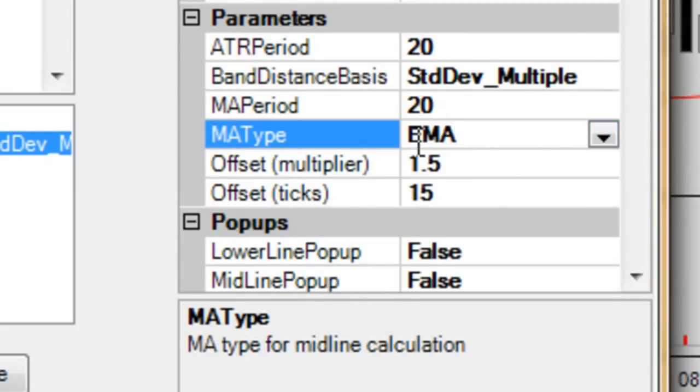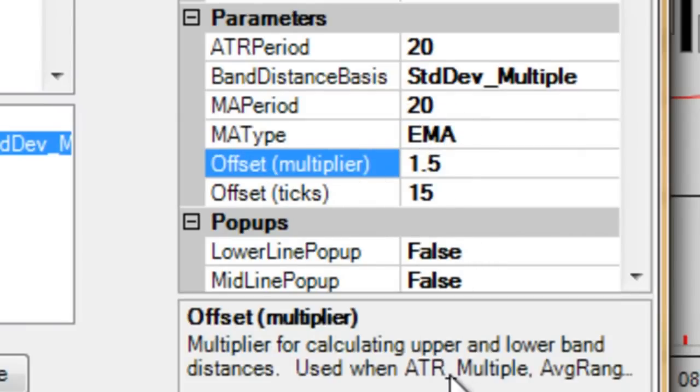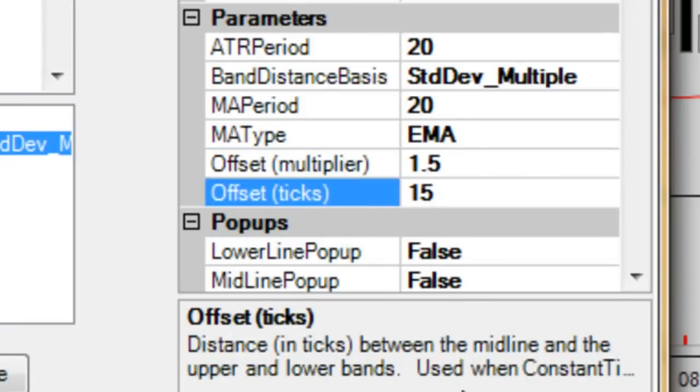Here I'm going to stick with the exponential moving average. I'm going to keep a 20 period. And then we also have a multiplier, which is used with the ATR multiple or average range. And we also have offset here. This is designed to use with constant ticks.